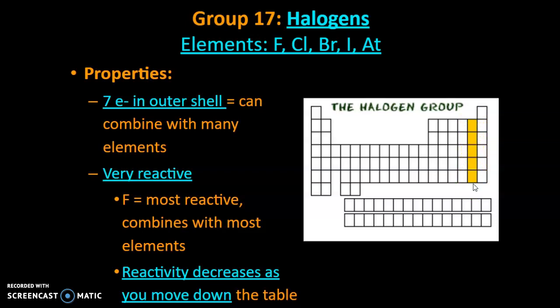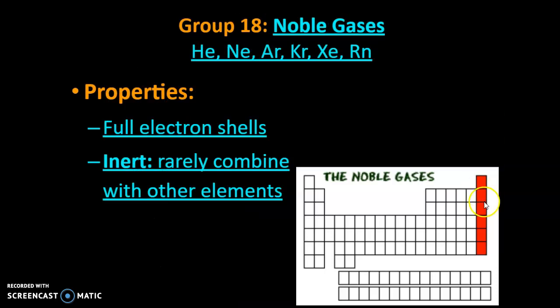And last but not least, our last family that we're going to take a look at is our noble gases. Again, the one at the very right, they are the least reactive because they are really stable. If you're stable, you don't want to react. Because of the stability, they have full electron shells. And so noble gases are what we call inert, which means they rarely combine with other elements. They're just kind of doing their own thing because they're already so stable.